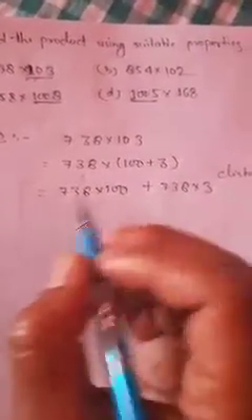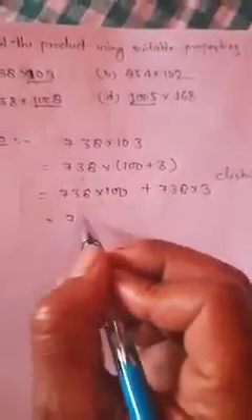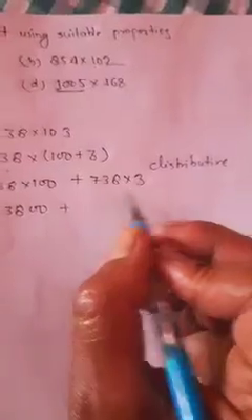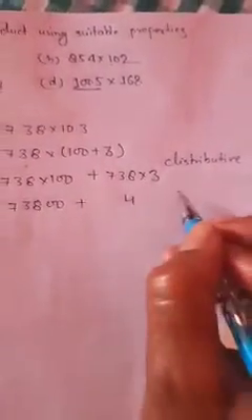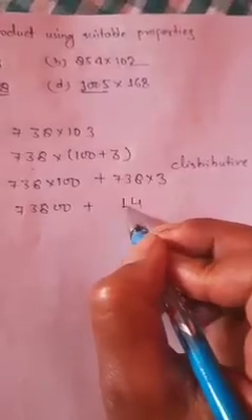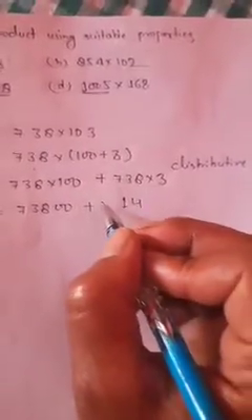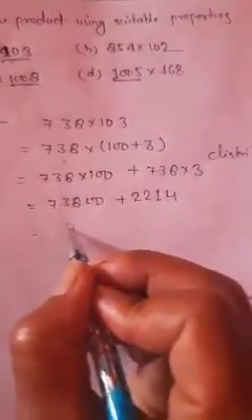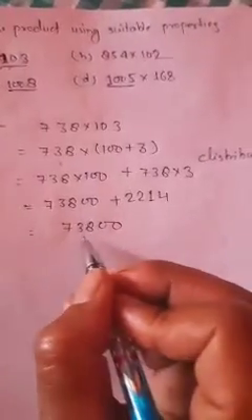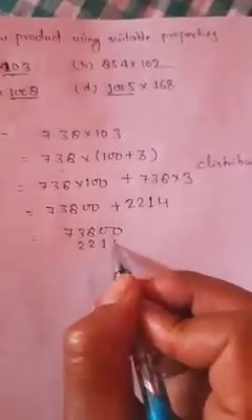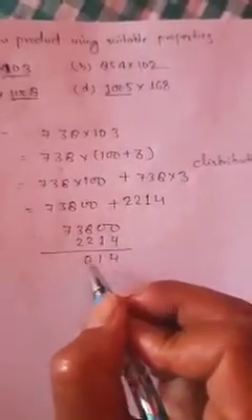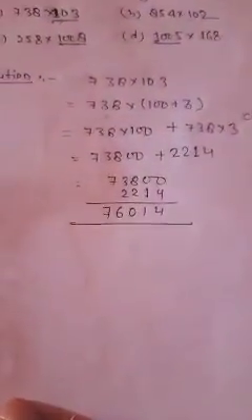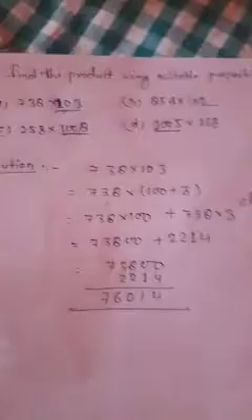Now 738 into 100 is 738 and 2 zeros, that is 73800. Here we have to multiply 738 by 3. 3 8 are 24, carry 2, 3 3 is 9 plus 2, 11, carry 1, 3 7 is 21 plus 1, 22. So 2214. Now student, we have to add these two numbers, 73800 plus 2214. Adding these two numbers, we get the solution. Similarly, student, you can do these questions also.